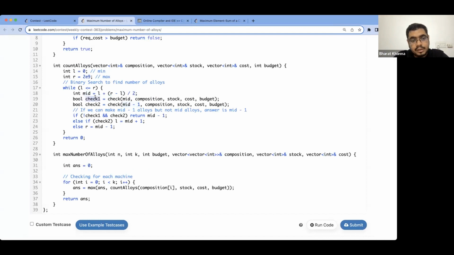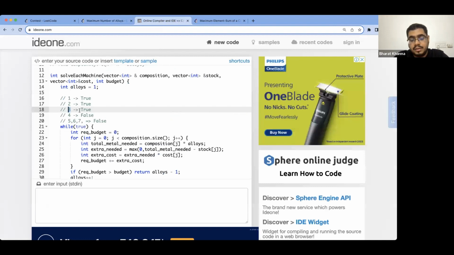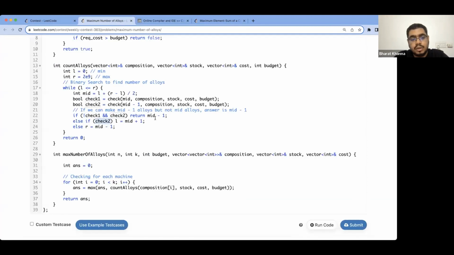If we cannot make mid, इसका आंसर false आता है. But we can make mid minus 1. है ना? Mid नहीं बन रहा है, but mid minus 1 बन रहा है. So answer is mid minus 1. Otherwise, if we can make mid and mid minus 1, that means बन पा रहा है, इस तरफ हूं, तो I need to shift my L. So you'll see I've shifted my L, otherwise I've shifted my R. ये बाइनरी समझ में आ रहा है क्या?